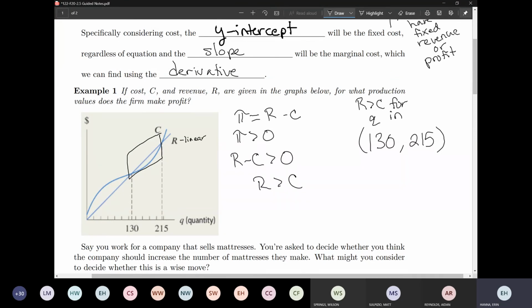I know it looks like a point because it's parentheses, but that's an interval from 130 to 215. Now, I didn't include 130 and 215 because at those points, the functions are equal. And so we'd have profit being 0. Those would be our break-even points. And I don't want 0 profit. I wanted positive profit. So I don't want to include them. So I don't want that to be brackets. I want them to be parentheses.